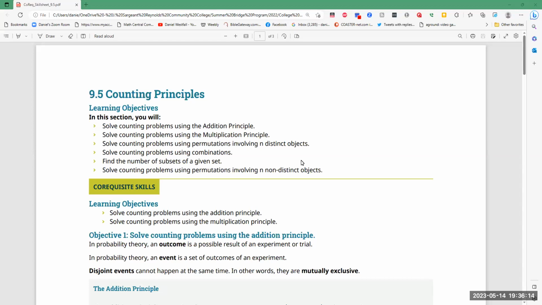All right, in this video 9.5, we are going to talk about counting principles. They're going to talk about the addition principle and the multiplication principle, but really what we're talking about is ands and ors, which you have probably talked about in some way with Venn diagrams with what we call unions.